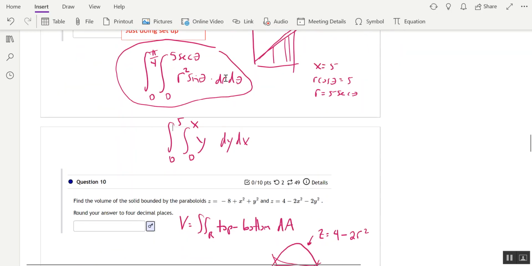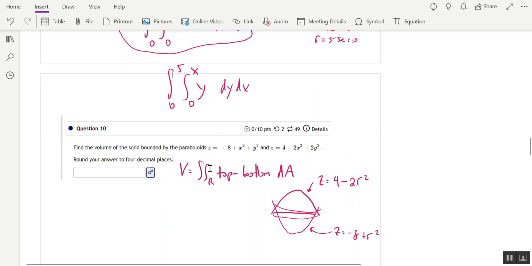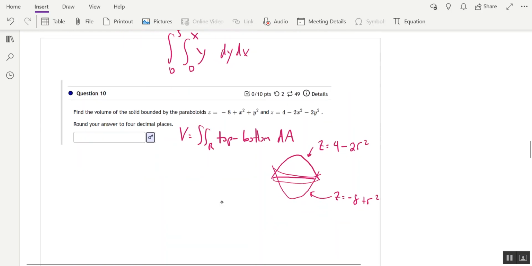Okay. And then next one, we're just going to do the setup. Got two paraboloids, elliptical paraboloids. One opens up, one opens down. In each of these, I took x squared plus y squared and replaced it with r squared. So the one that opens up is negative 8 plus r squared. The one that opens down is 4 minus 2r squared. So the volume is going to be double integral of top minus bottom dA over the region where they meet. So we have to find out what region that's going to be.